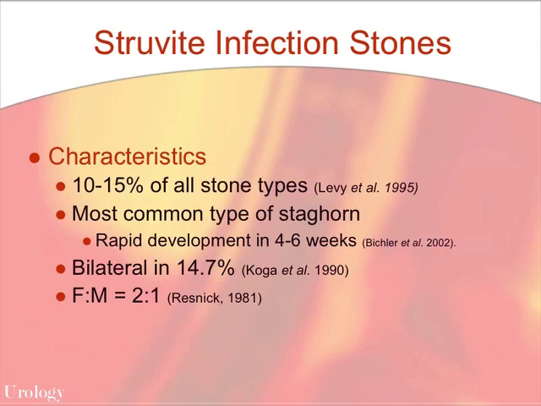Struvite and infection stones compose about 10 to 15% of the entire stone population. Of the staghorn stones, struvite is the most common composition. Now, these staghorn stones can form very rapidly, within the order of 4 to 6 weeks, compared to some other stone types which are a little bit slower. They're unilateral in most cases and bilateral in about 15%, and women tend to form these more commonly.